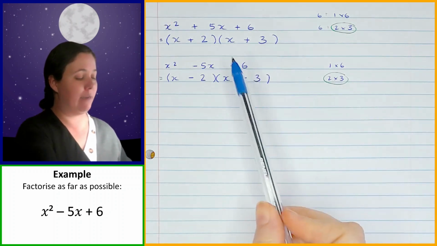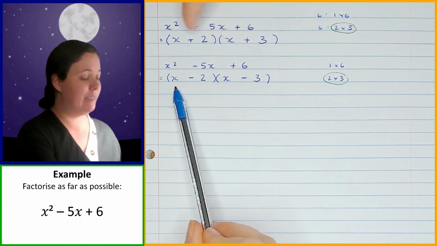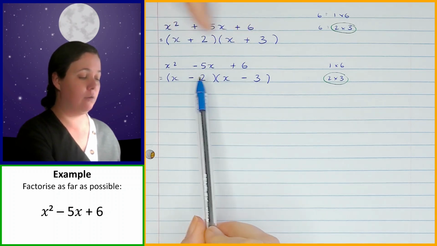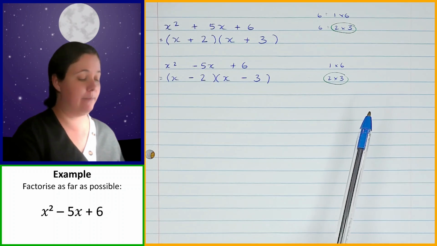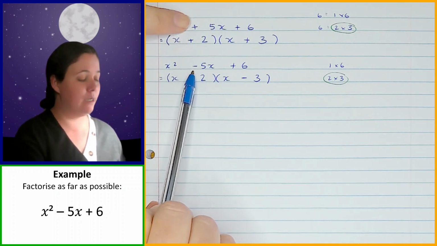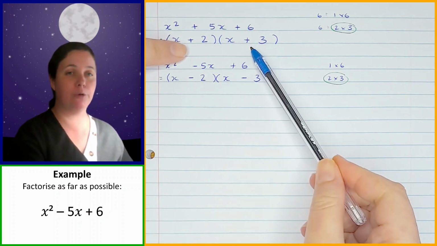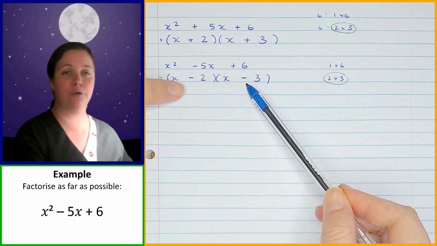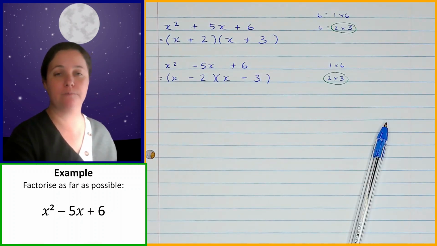So when I've got my last term is positive for both of these, then both of these are going to look the same, except I've got pluses and minuses, but the factors are still going to be the same. But then, because these are different over here, the middle term is positive here and the middle term is negative here, these ones are both going to be pluses and these ones are both going to be minuses. Okay, now let's have a look at our next example.